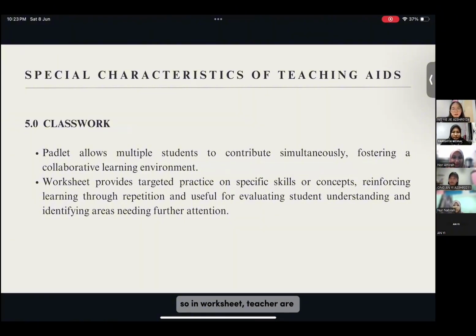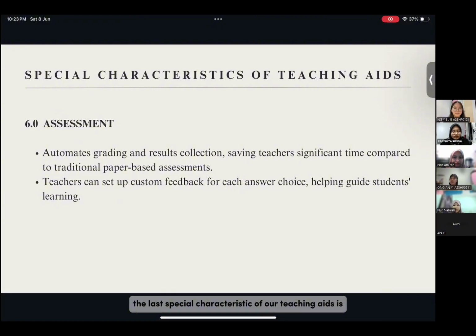In the worksheet, teachers are able to focus on the weak points of students, which are the parts that students are unable to answer. In our worksheet, there are many specific parts. So this is a very good opportunity for teachers to see which topic they need to focus on in the next class. The last special characteristic of our teaching aids is the assessment.